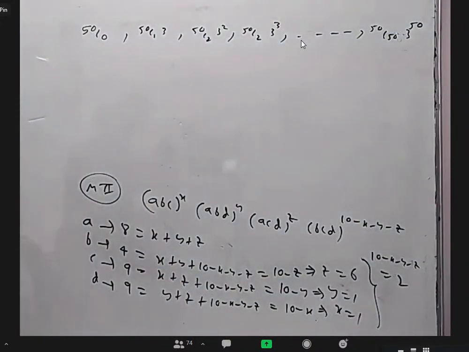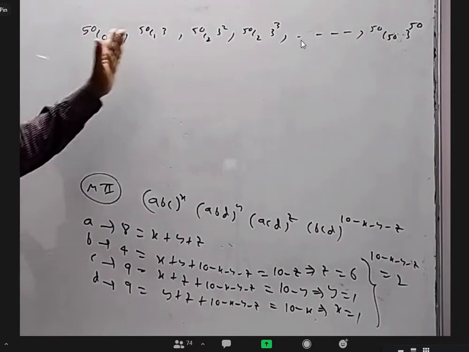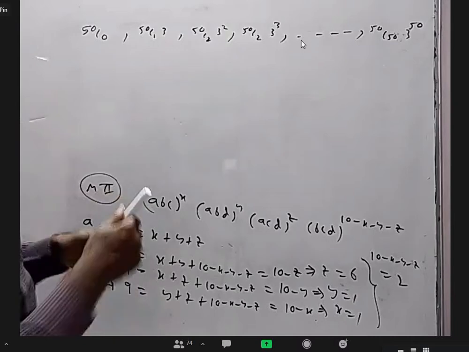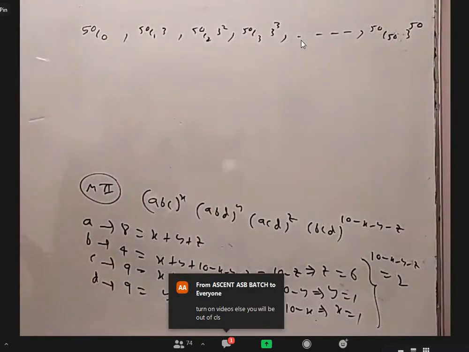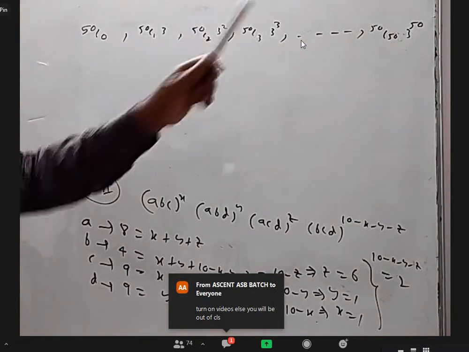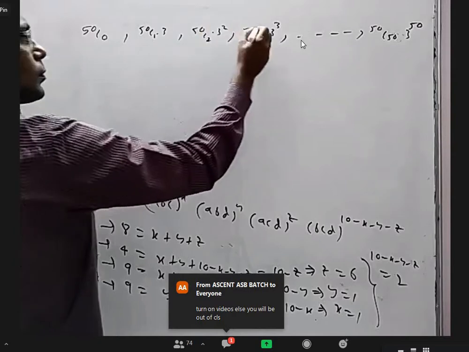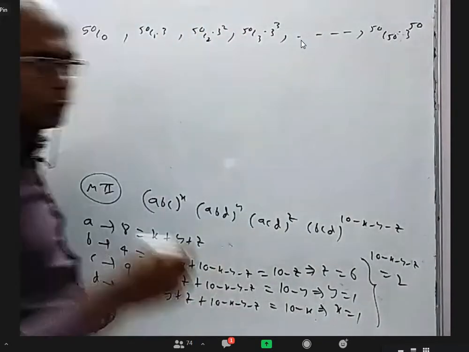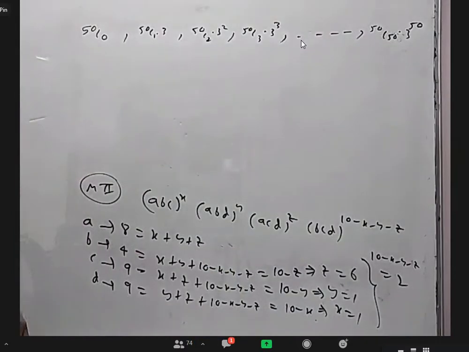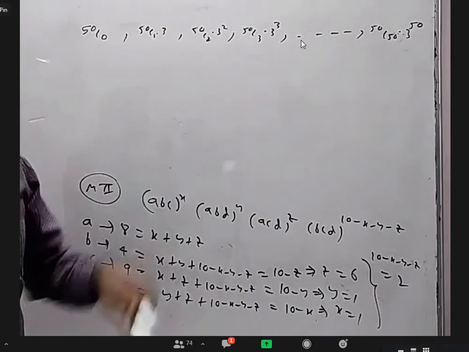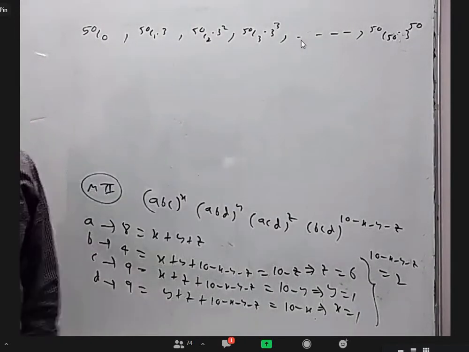So to complete this, think about 50C0, 50C1, 50C2, 50C3 into 3 cube, up to 50C50 into 3 power 50. Among these values, which value is greatest? If the 3, 3 square, 3 cube, 3 power 50 are not there, I think you know the greatest term is the middle one, 50C25. I told you that values will increase and decrease, right?